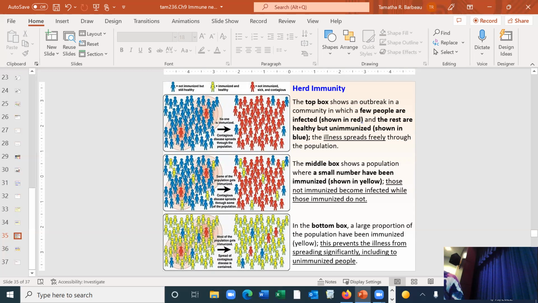And then down here, when you have a high vaccination rate in the community and you have 2 infected people and we have unvaccinated but healthy people, you have less infection going on because you're surrounded by people who are vaccinated. So imagine these blue people were children.